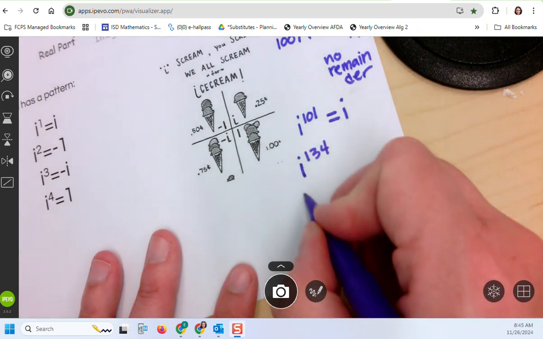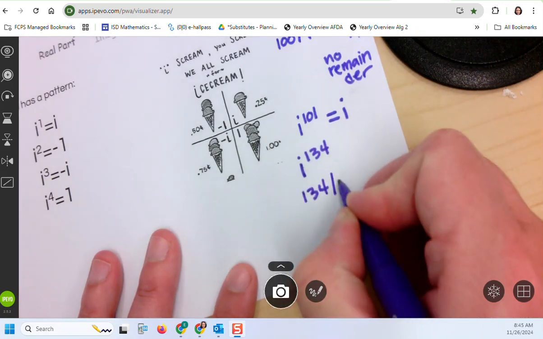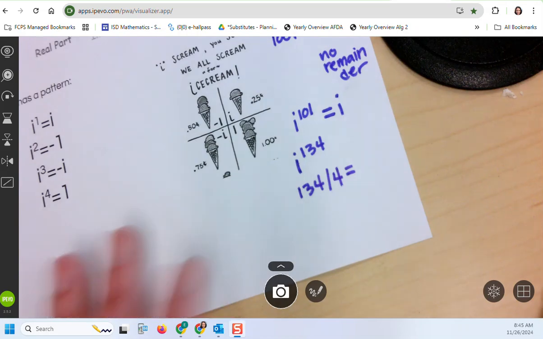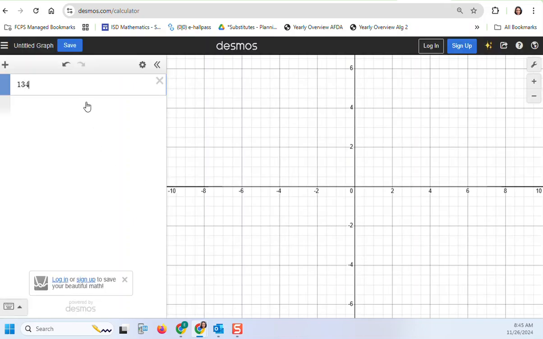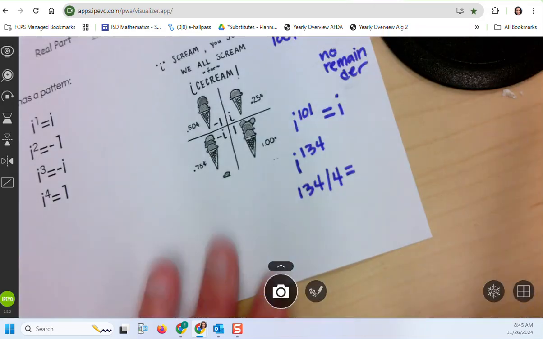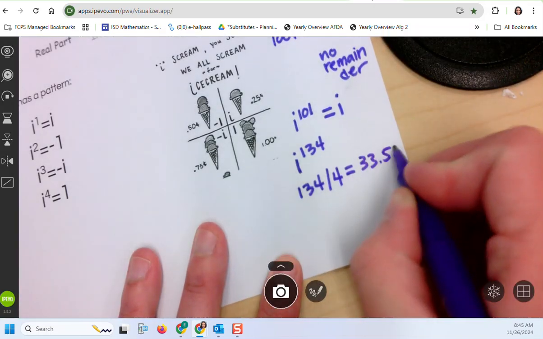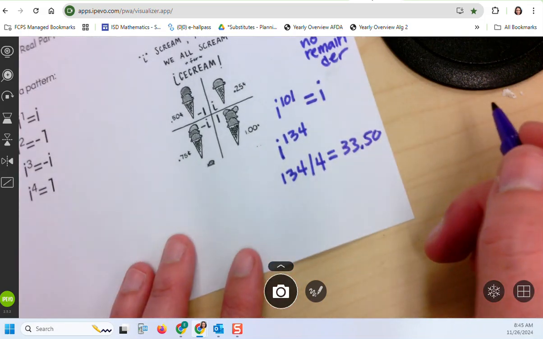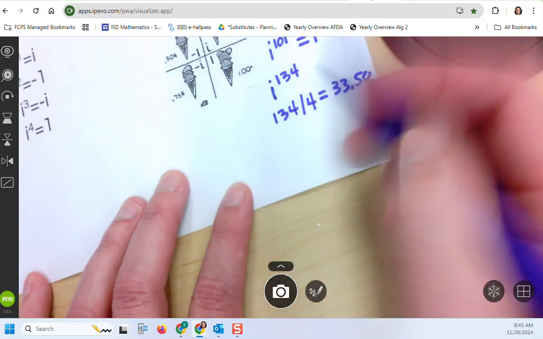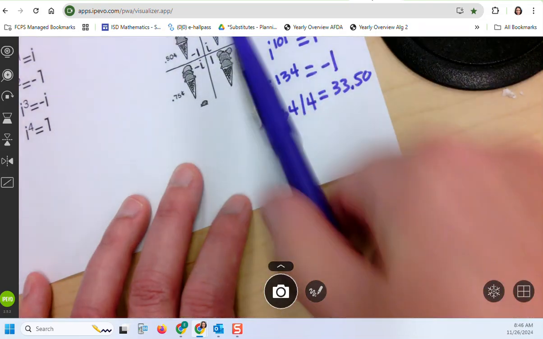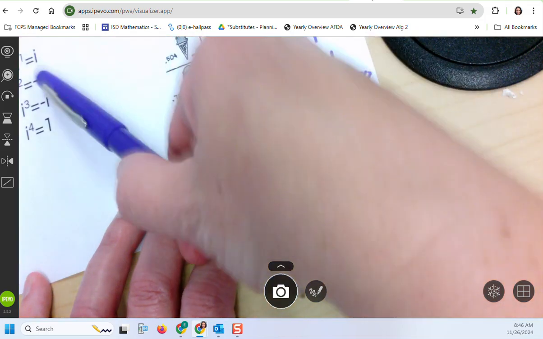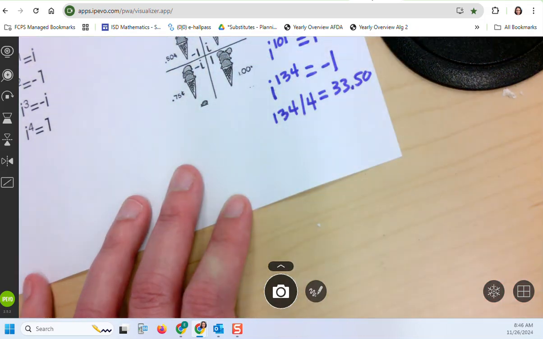I can divide 134 by 4 and see what my remainder is. So I'll do that real quick. Let me open up Desmos. 134 divided by 4, I get 33.5. Okay, and that 0.5 tells me that the answer is going to be negative 1. So the remainder tells you if the answer is going to be i, negative 1, negative i, or 1.